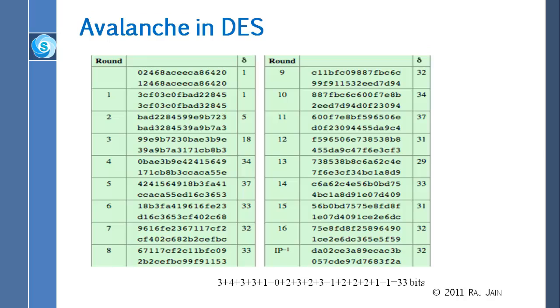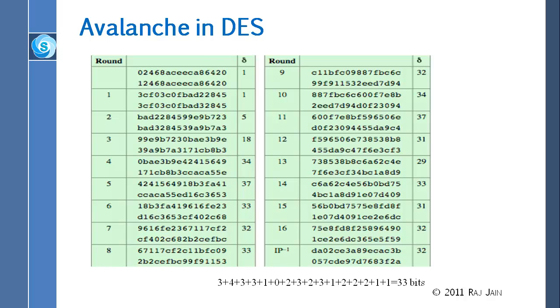If you take this first number and you go through the 16 rounds, at the end you will get this number, DA02CE, and so on and so forth, 32 bits. On the other hand, if you take the second number, which is actually the same as the first number, except that the first bit is different, and you go through the 16 rounds, you get this number.